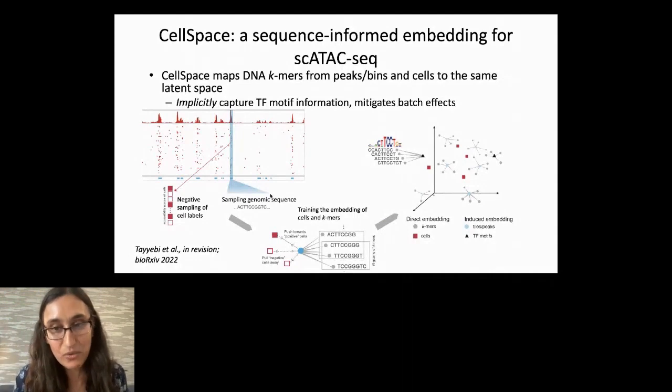And at the end of the day, we get an embedding into the same latent space of k-mers as well as cells. And we can also embed motifs after the fact. We don't have to start with a motif library, but after the fact, we can embed motifs into the same space and see the relationship between transcription factors and cells. Okay, so just a picture.